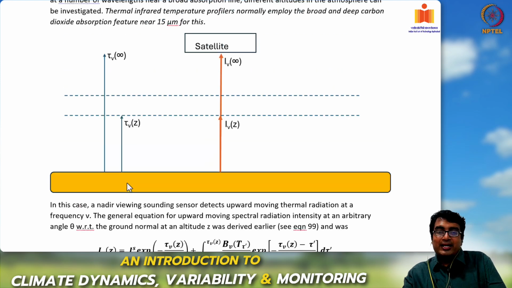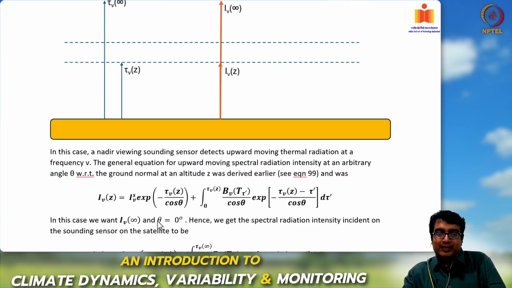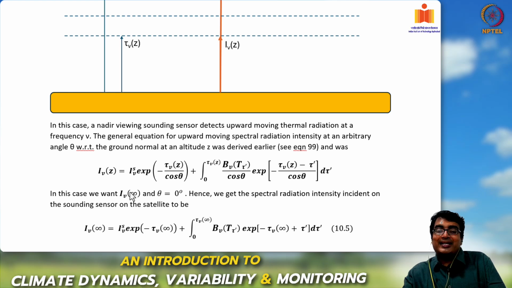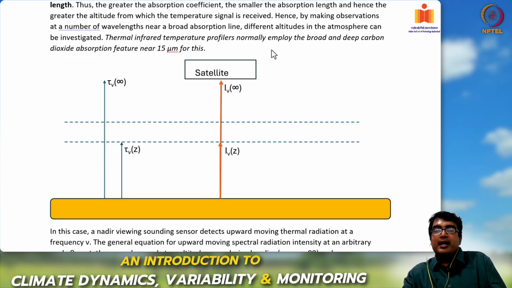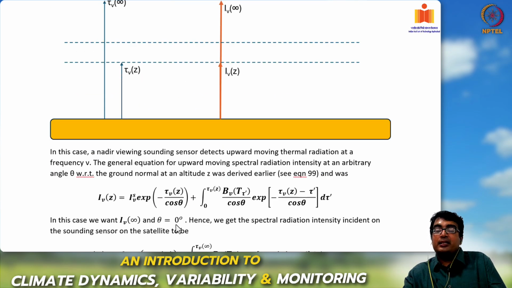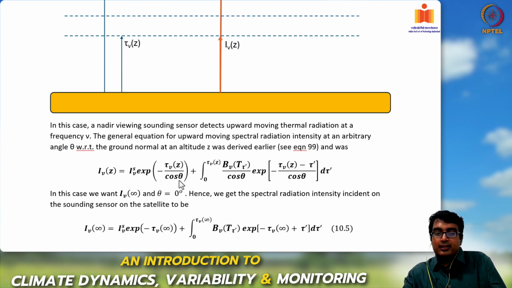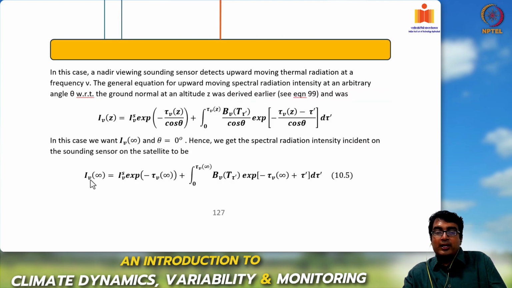In this case, we are interested in what the satellite is getting, so I nu at infinity, the top of the atmosphere, and theta is 0 because this is a Nadir view. So we put theta is 0 and z as infinity, and we get I nu at infinity, the radiation intensity at the detector, as the ground level radiation intensity times exponential minus the total optical thickness of the atmosphere for frequency nu, plus the integral from 0 to the total optical thickness of the atmosphere of this term, where theta is 0 so the denominator goes away.